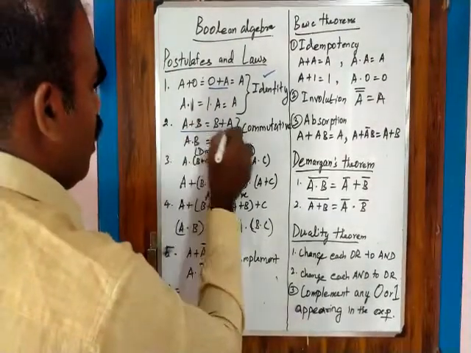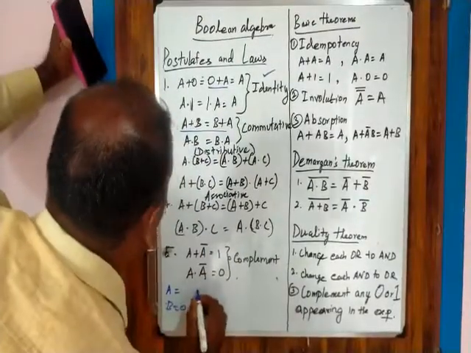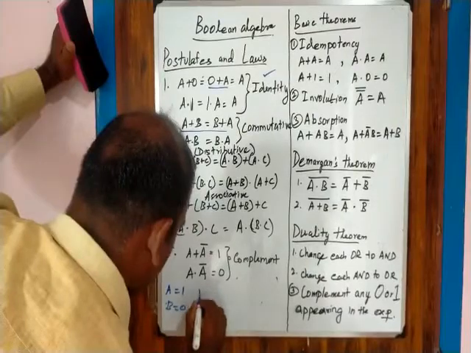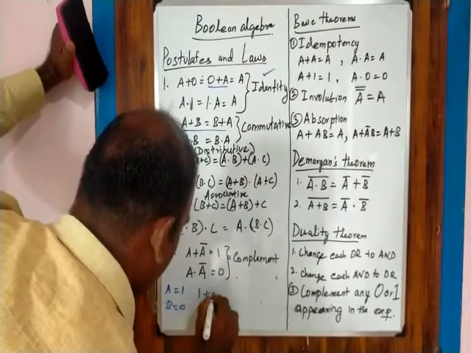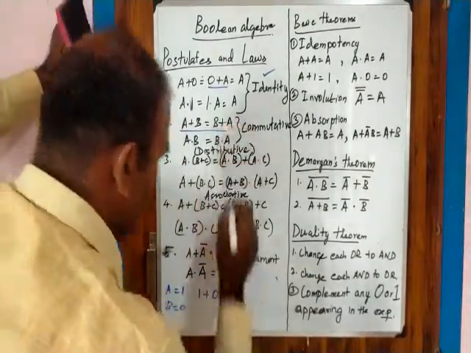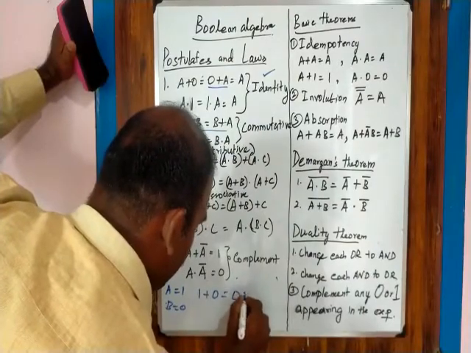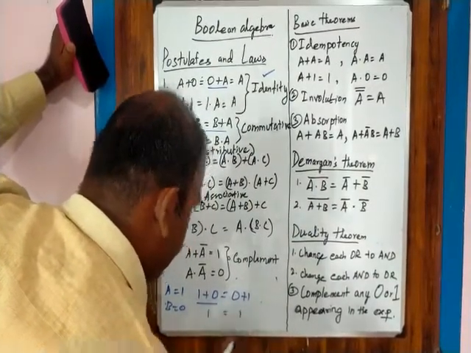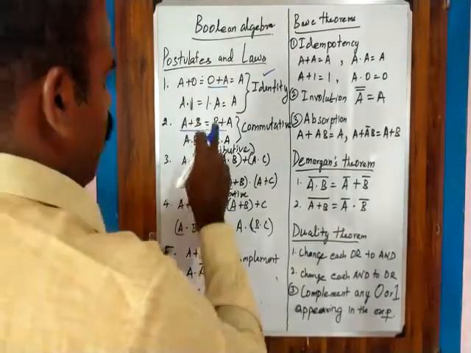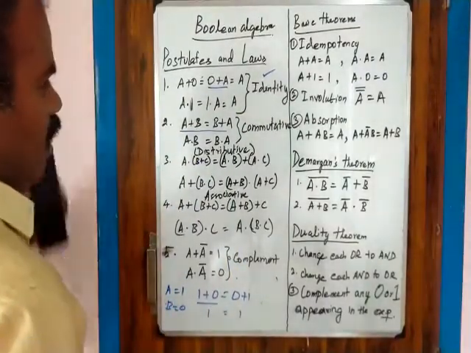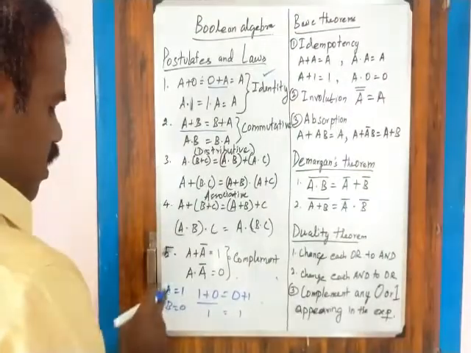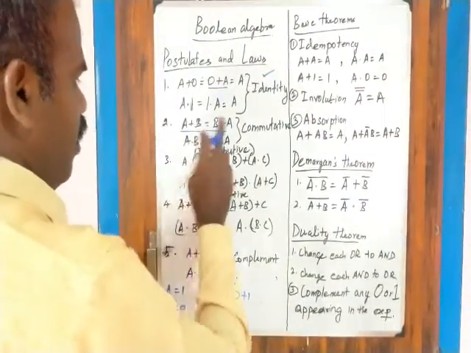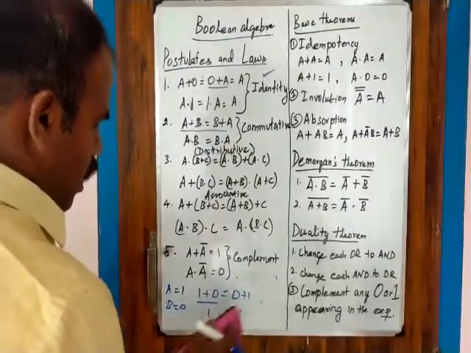Substitute this in this equation, that is A equal to 1, B equal to 0. So 1 plus 0 is equal to 0 plus 1. So this answer is 1 and this answer is also 1. So we can verify the commutative property by using this example. Similarly, A dot B equal to B dot A. Okay.